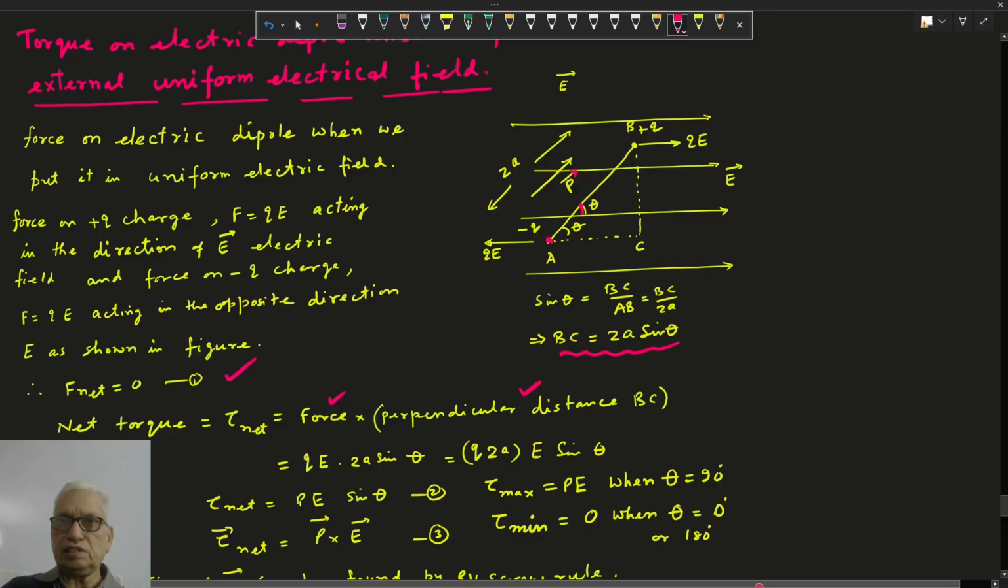Force is QE, perpendicular distance is 2a sin theta. Instead of Q into 2a we write P, so the torque will be PE sin theta. If we write it in vector form, it becomes the cross product P cross E. When theta is equal to 0 degrees or 180 degrees, sin 0 and sin 180 are 0, so torque is minimum. When theta is 90, sin 90 is maximum, so it is the maximum torque PE when theta is 90, and minimum, 0, when theta is 0 or 180. In both the cases torque is 0.